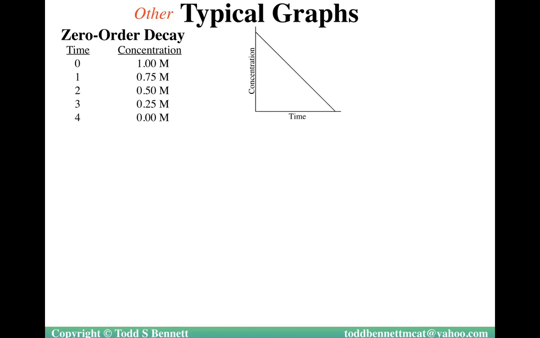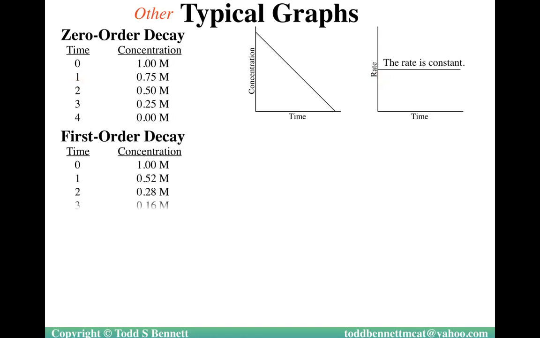So for zero order, it's just a constant rate. So at time zero, let's say we have 1 molar. If it loses 0.25 molar every unit of time, let's say a second, a minute, an hour, whatever, doesn't matter. If I lose 0.25 in the first unit, I lose another 0.25 between 1 and 2, and from 2 to 3, another unit of time, I've lost another 0.25. So it's a constant decay. In this case, the rate is just constant at 0.25 molar per second or per minute or per hour or per day. Okay, happy with that.